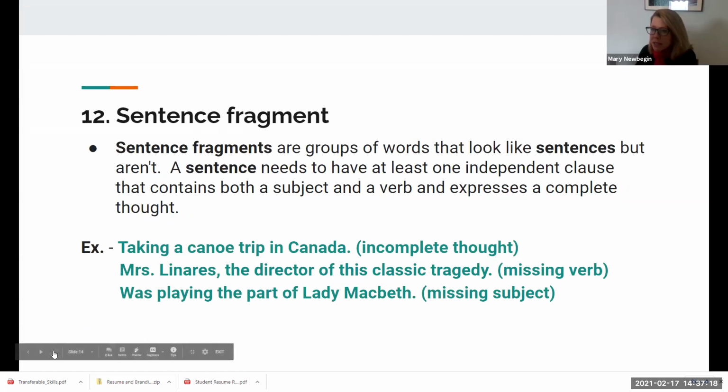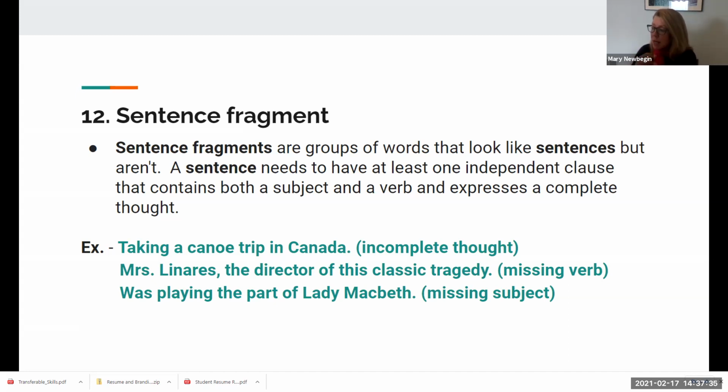Number 12, sentence fragment. So a sentence fragment is a part of a sentence. It's not a complete sentence. It can be represented in sentences with an incomplete thought, a missing verb, or a missing subject.